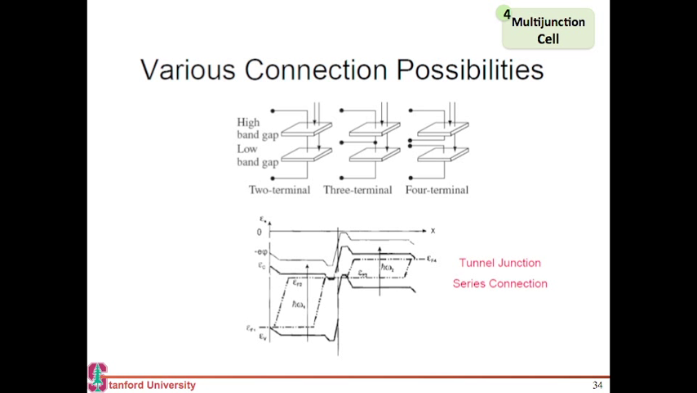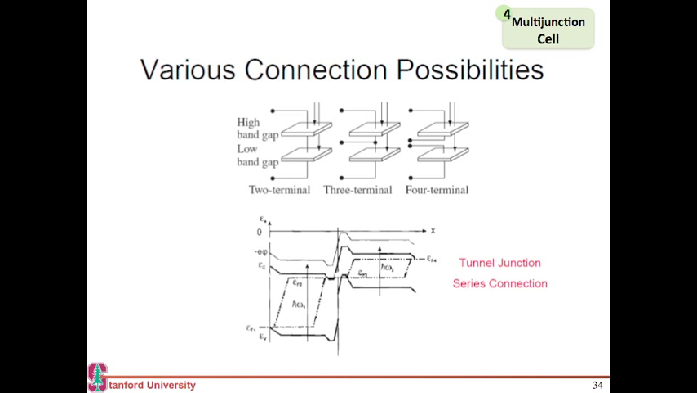So how do I do better? The way I can do better is multi-junction. Instead of being handicapped or handcuffed by just having one band gap, I could line up my cells like this.